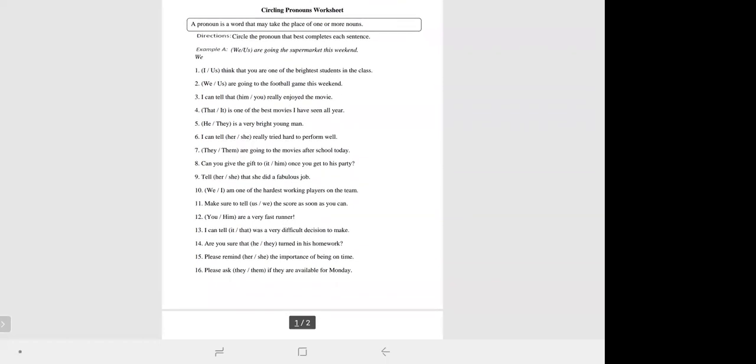Okay, very good. So, circling pronouns worksheet, it says you are going to choose one of the pronouns in brackets to complete these sentences. Okay, and I'll give you 10 minutes. There are 16 questions, but 10 minutes is enough, and we'll discuss after that.